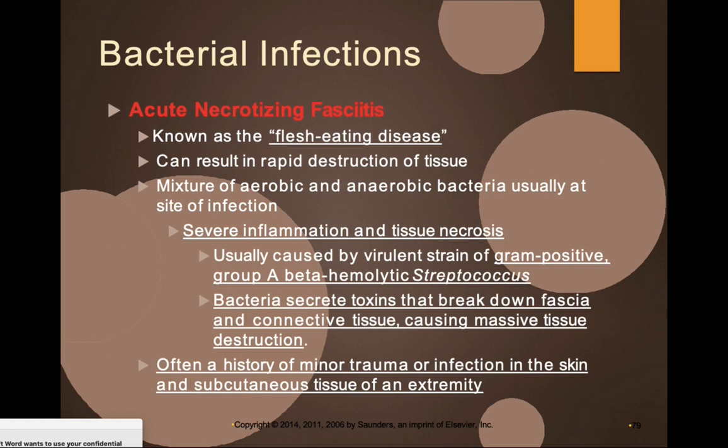So acute necrotizing fasciitis is known as the flesh-eating disease. It can result in rapid destruction of tissue. It's a mixture of aerobic and anaerobic bacteria at the site of the infection. There's severe inflammation and tissue necrosis, and it's usually caused by a virulent strain of gram-positive group A beta hemolytic streptococcus. The bacteria secretes a toxin that breaks down the fascia and the connective tissue, and it causes massive tissue destruction.